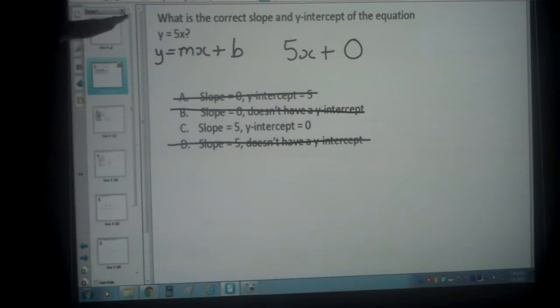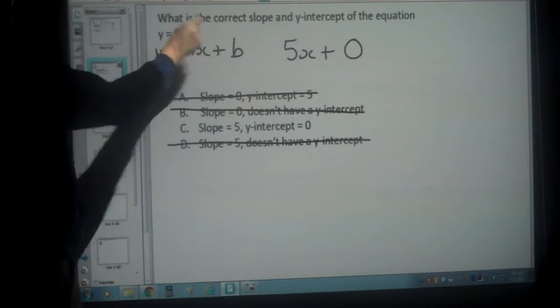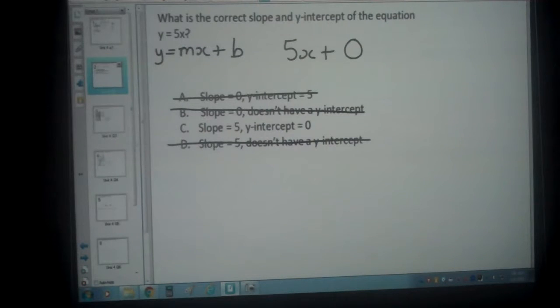Also, this comes back in chapter 5 when we talk about direct variation. One of the properties is a straight line going through 0, 0. And you can easily identify that it goes through 0, 0 because there's only one term, there's no y-intercept.